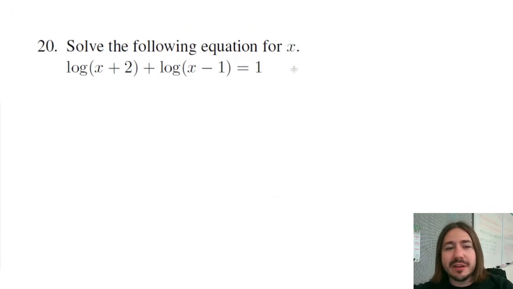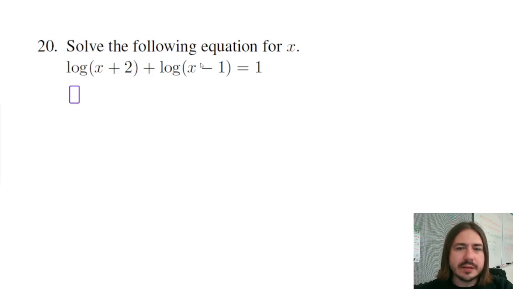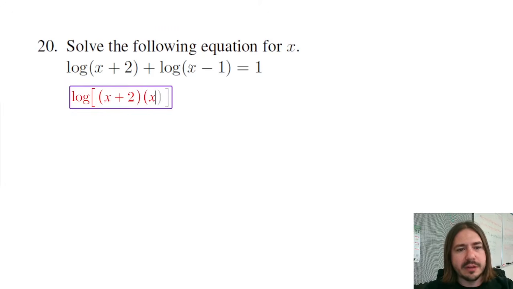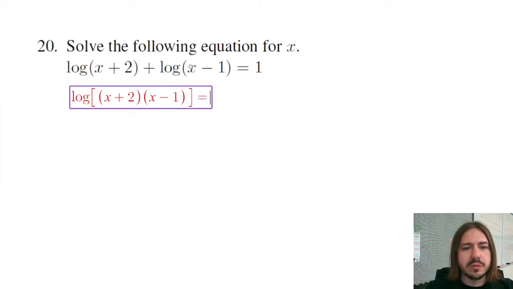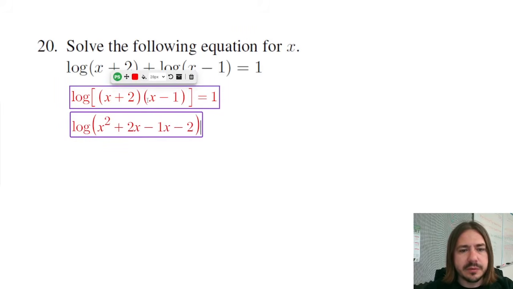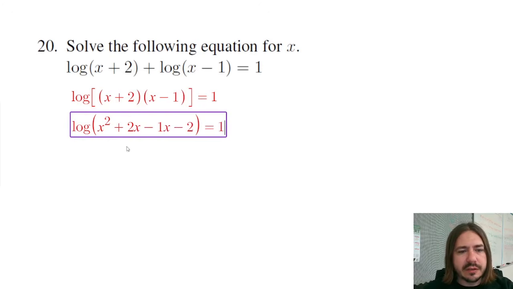Number 20 says solve the following equation for x, and we have this equation involving logarithms. So to combine these logarithms, we're going to use the product property, and what that means is we need to multiply the two arguments inside the logarithms together. So we have log of x plus 2 times x minus 1 equals 1. And then we'll go ahead and multiply these two binomials together, and that'll give me x squared plus 2x minus 1x minus 2, which would simplify to x squared plus 1x minus 2.